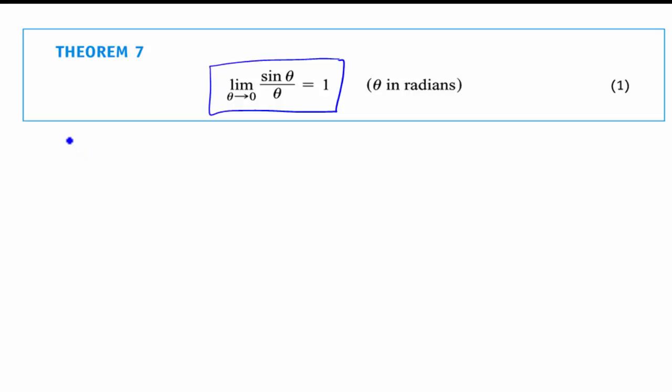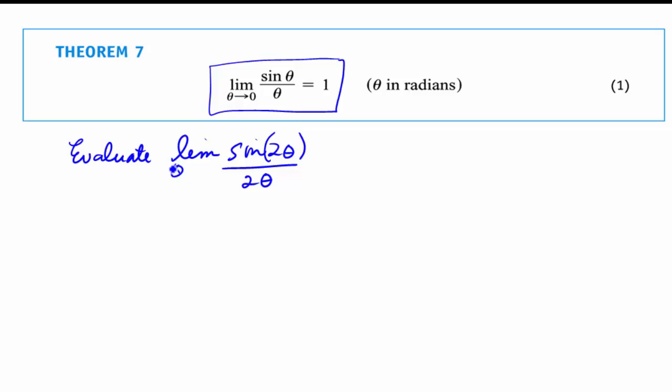Say, for example, we want to evaluate the limit of sine of 2 theta over 2 theta as theta approaches 0. As long as you have the same argument of the sine and the same expression at the bottom, that's equal to 1. Now, what about if we take the limit of the sine of 3x over x? Is that equal to 1?